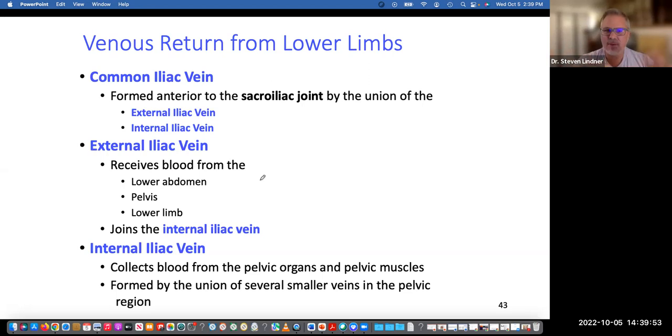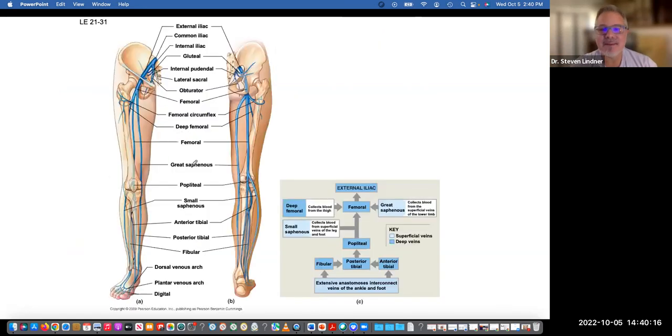We don't have that on the arterial side, but we did have common iliac arteries. You had internal and external iliac veins. I'm sorry, we had a common, internal and external iliac artery. We had an internal and external iliac artery. Let's look at the venous side.